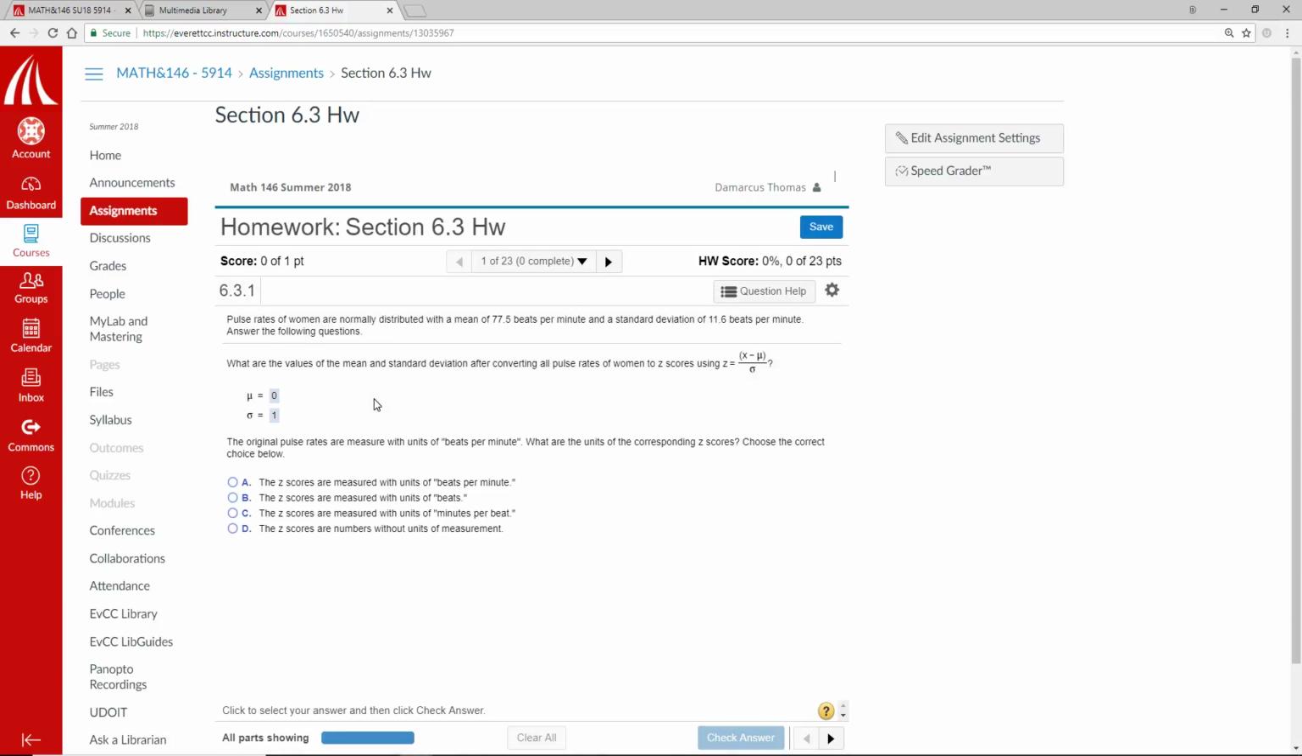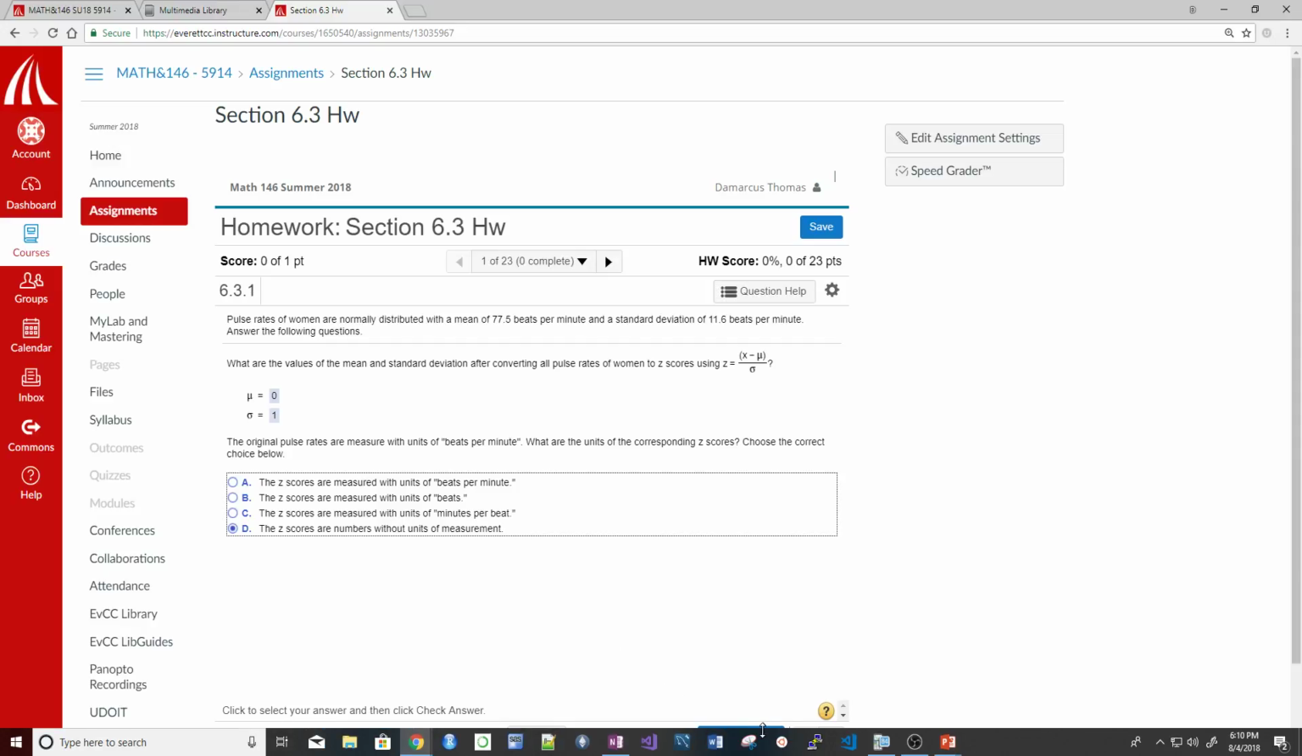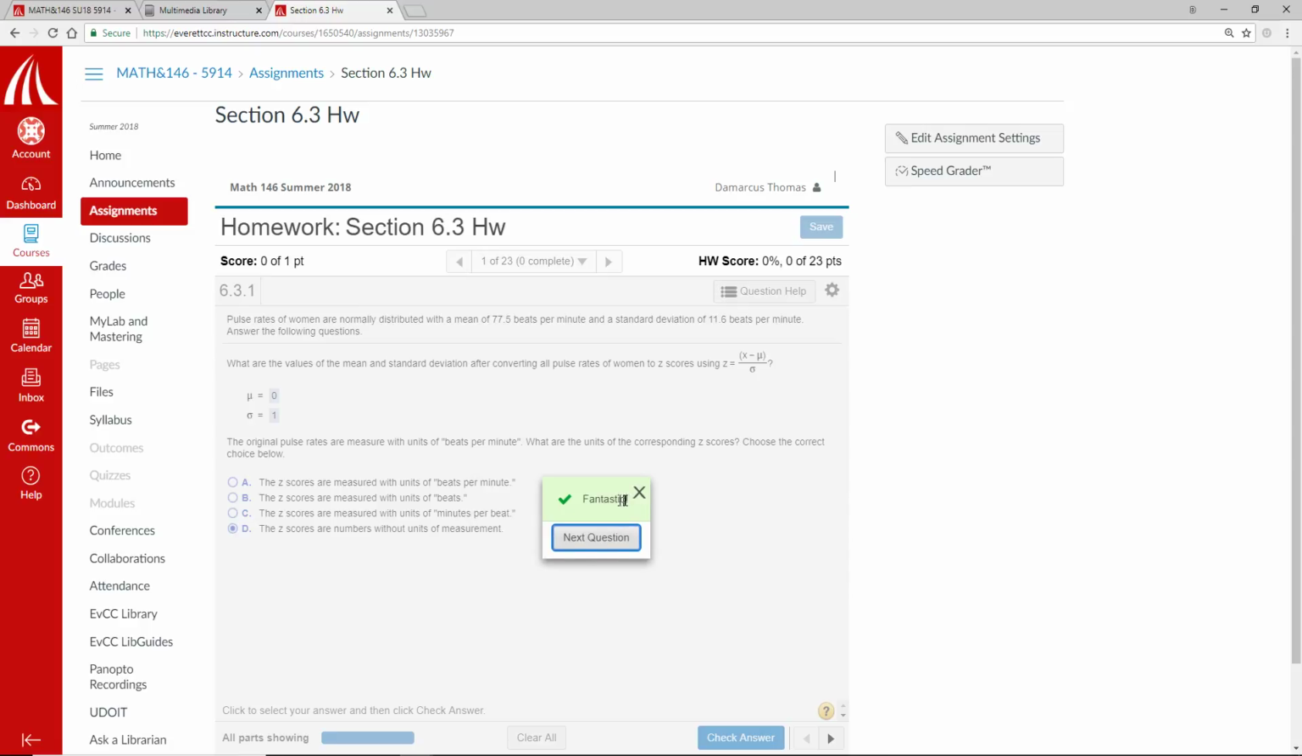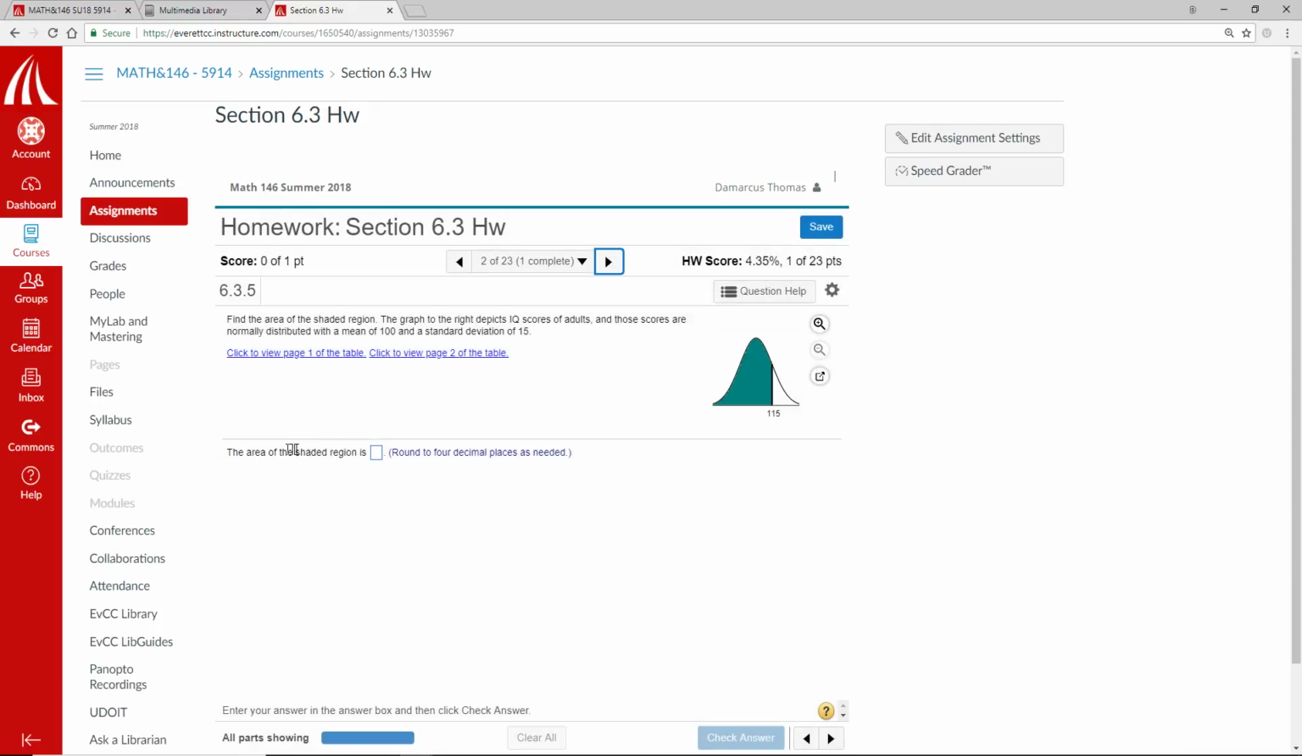Tricky stuff. The original pulse rates are measured with units of beats per minute. What are the units of the corresponding z-scores? It should be the same. Beats per minute. Actually, wait. Those beats per minute cancel out, I believe? That's tricky. Let's see. Okay, yeah. The z-scores actually don't have any units, but we know what they mean. It's the sigma that has the same units.